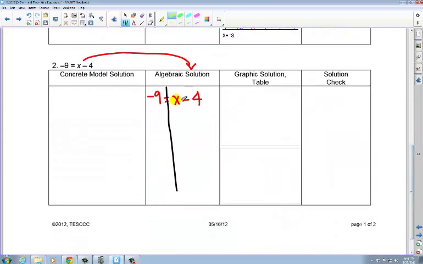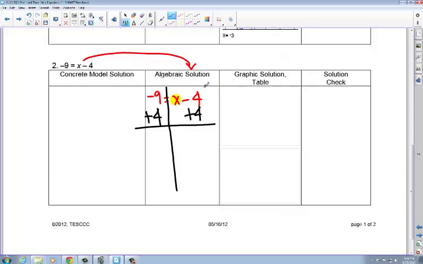Keep in mind, when we're trying to get rid of a value from a side, we always need to use the inverse. If it's a negative 4, we know that the opposite of a negative is a positive. So we're going to add 4 to this side, our right side. Well, if I added 4 to the right, I have to add 4 to the left. What you do to one side, you must do to the other.